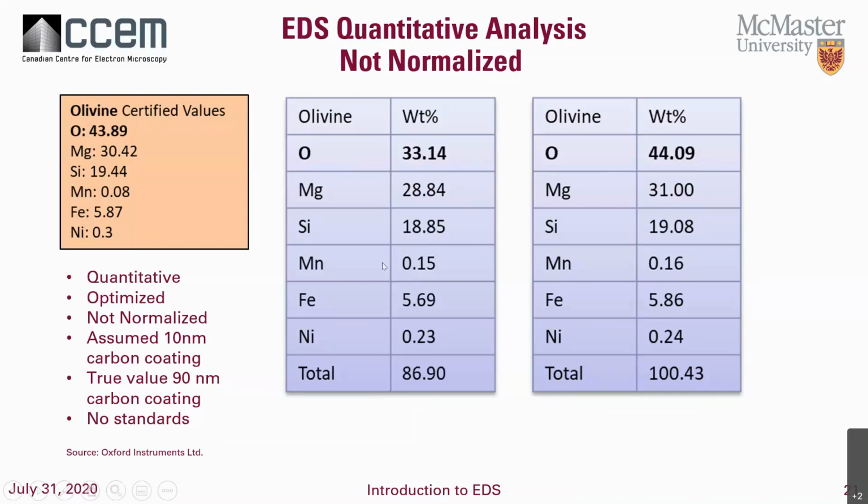And here, closer to the actual values, manganese is off a bit. We may not have properly corrected for matrix effects. So we may have to do some standardization to actually improve the numbers that we're getting for maybe the manganese in this case.